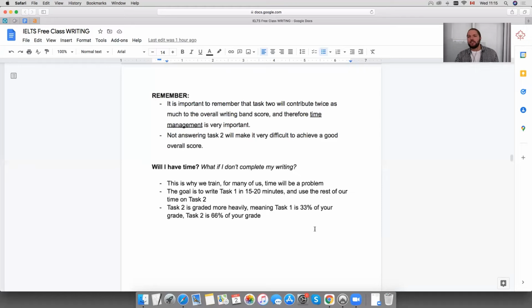If we take away nothing else from the conversation today, this is some important stuff. It's important to remember that task 2 is twice as much as task 1. So really, it deserves twice as much of your attention. Time management is very important. And in your private practice, you should always be working with a timer. Time management is maybe one of the most important parts of doing well on this test. I have written here that not answering task 2 will make it very difficult to achieve a good overall score, but to be honest, it makes it nearly impossible. We need task 2 to do well overall because it's 2/3 of the grade for our writing.